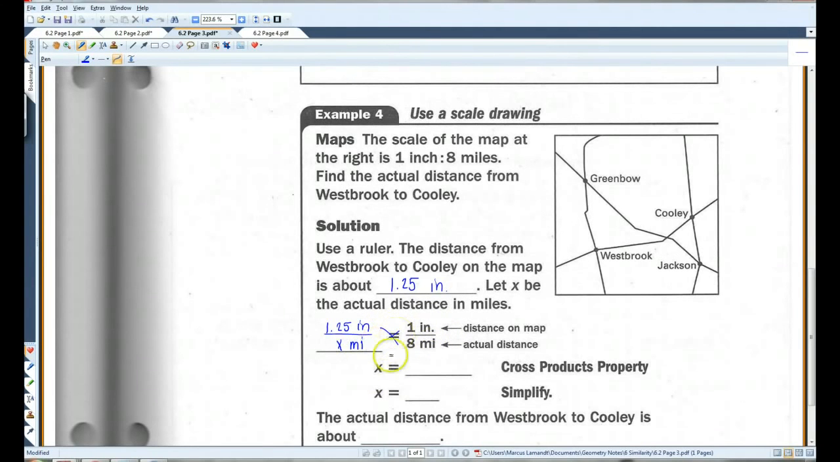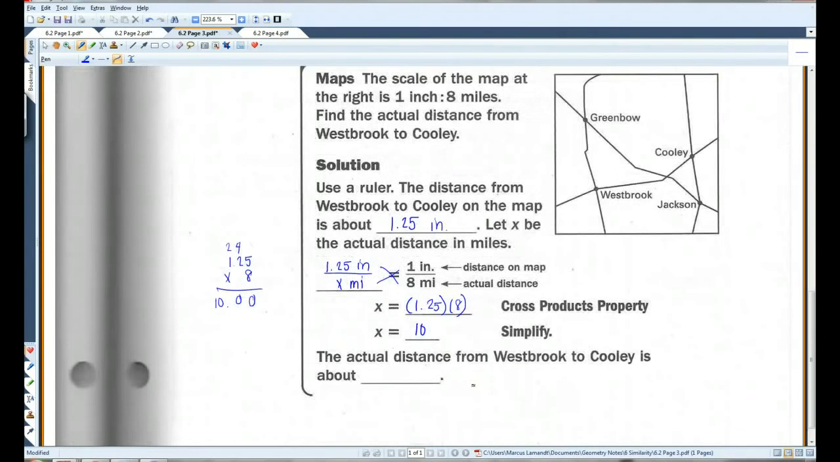Let's cross multiply. x times 1 is just x. 1.25 times 8. I'll write that in here. Looks like we have 10. So the actual distance from Westbrook to Cooley is about 10 miles. Okay, let's go on to page 4.